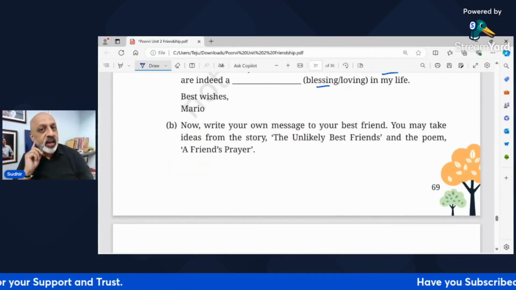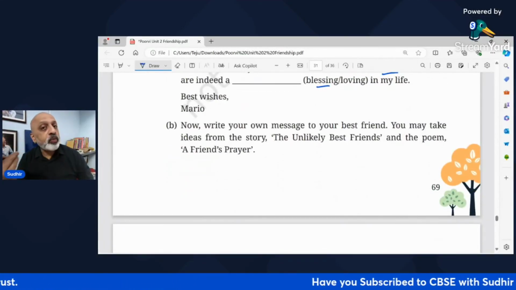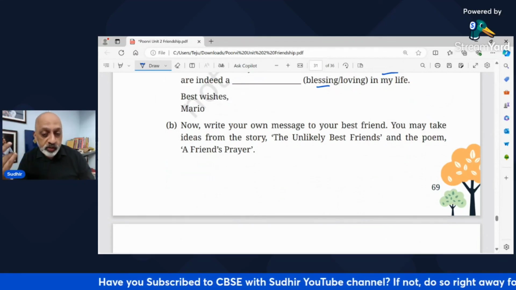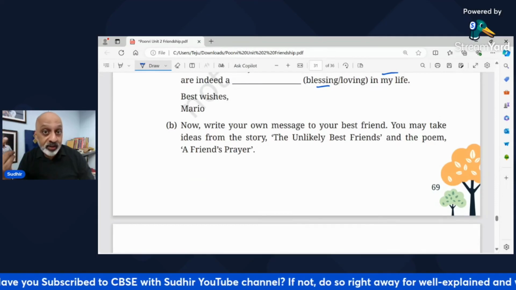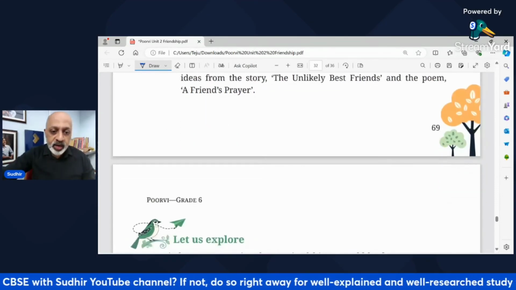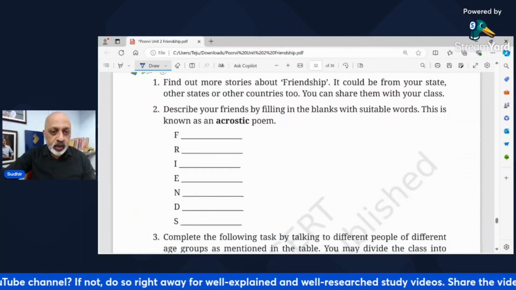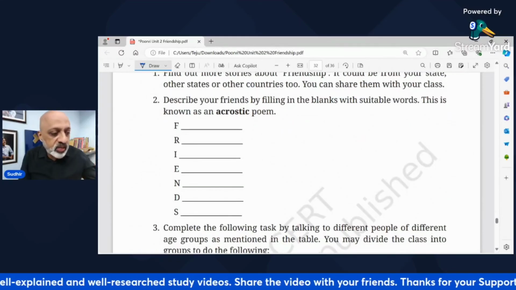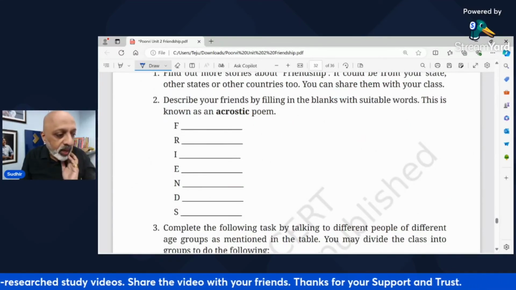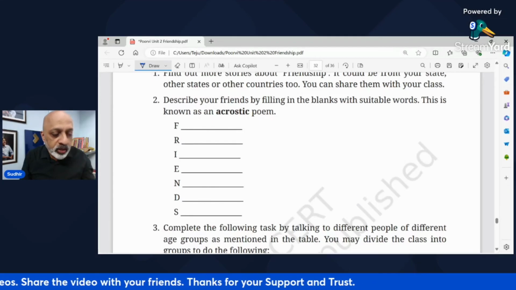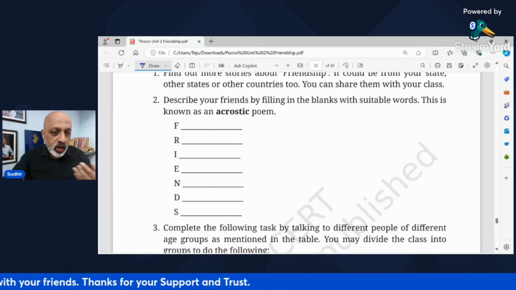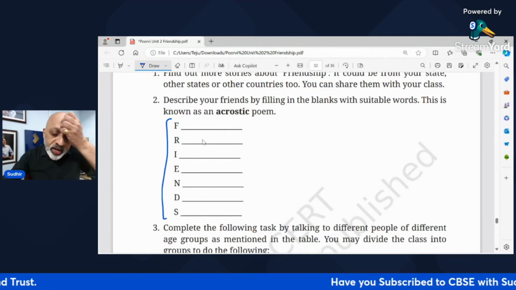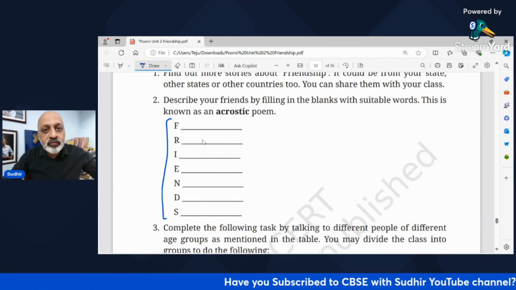And this is the exercise that I want you to do, that you write your own message to your best friend, and you can take ideas from this story, or the poem before this, a friend's prayer, or the first story about the elephant and the dog. Okay, Gajraj and Bunty. And what is an acrostic poem? Now, an acrostic poem is where the first or the last word in a line spell out a particular word or phrase. So this is the thing for friends. Okay, so you can write words which kind of all convey the theme of friendship.